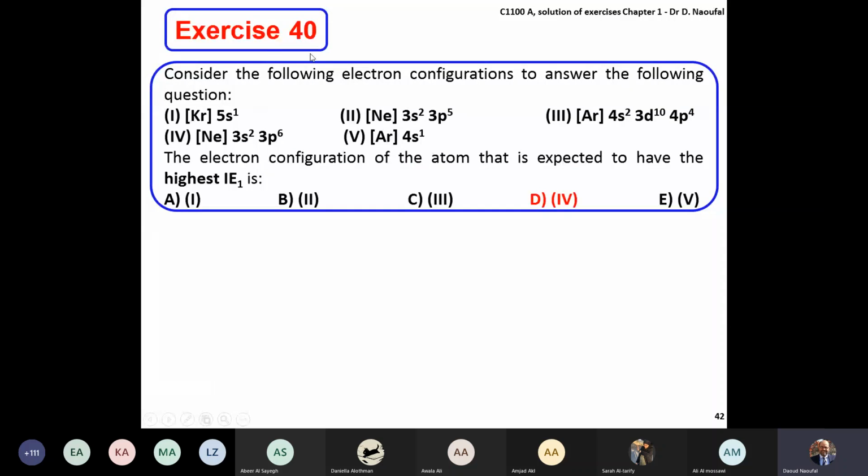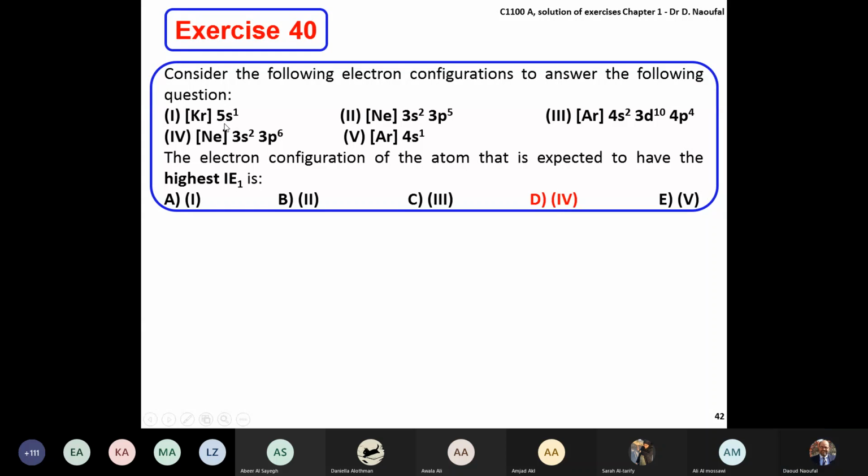Consider exercise 40. Consider the following electronic configurations: 1) [Kr] 5s1, 2) [Ne] 3s2 3p5, 3) 4) 5). The question: which has the highest IE1? So now we don't have a periodic table. We have electronic configurations, so we have to arrange our elements in the periodic table. Therefore, we have to search for the period and the group.